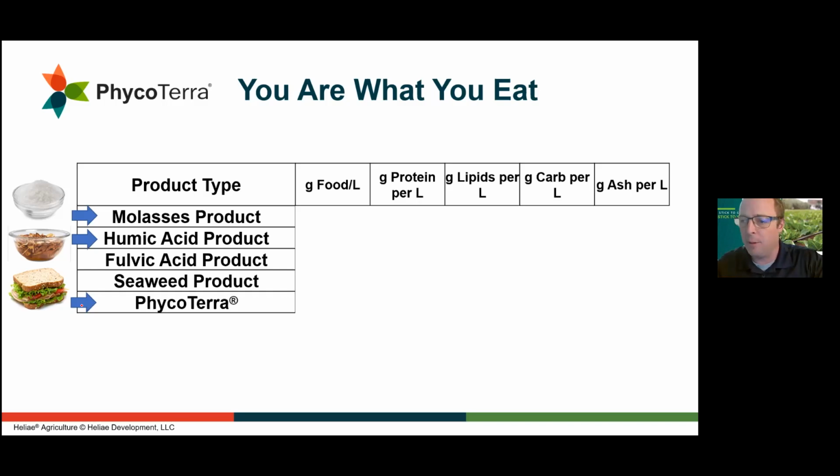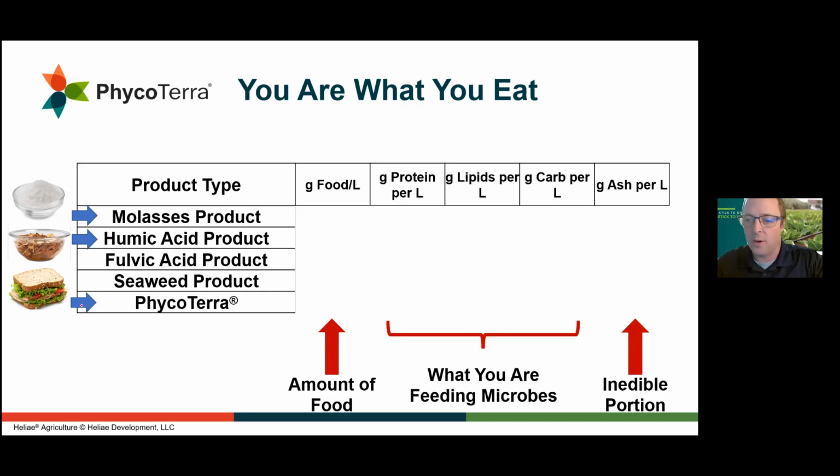And so I have this table arranged. We've done a lot of work looking at the food chemistry of these inputs, and so I have it arranged just from left to right. How much food can you deliver? Like, how big is the meal in a liter of product? So they're usually a liquid product that we've measured. How much food can you deliver? So size of the meal.